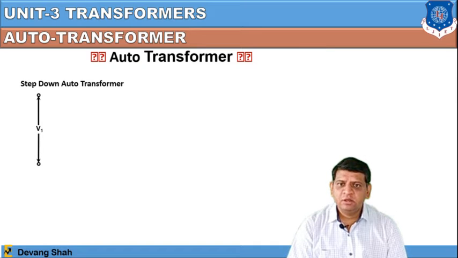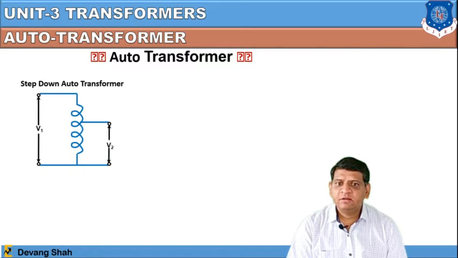Now in general, by the equation, if you remember, in a step down transformer V1 is greater than V2. If I write it in terms of the transformation ratio K, then K is less than 1, that means V1 is greater than V2. That means the voltage V2 is lesser than V1.